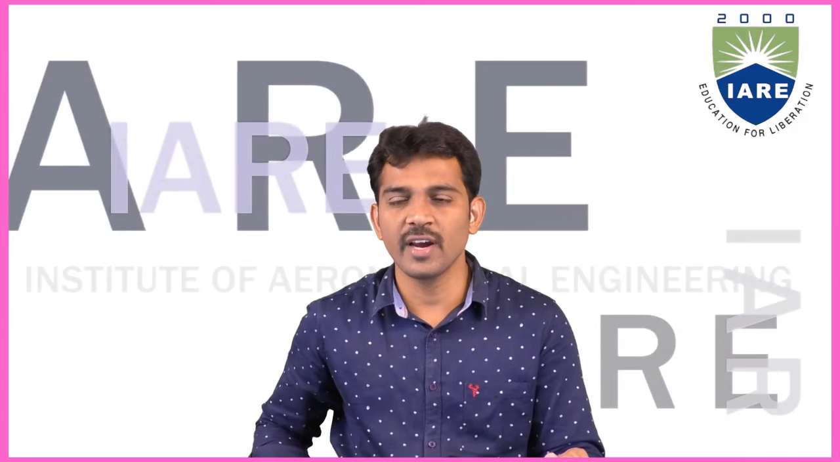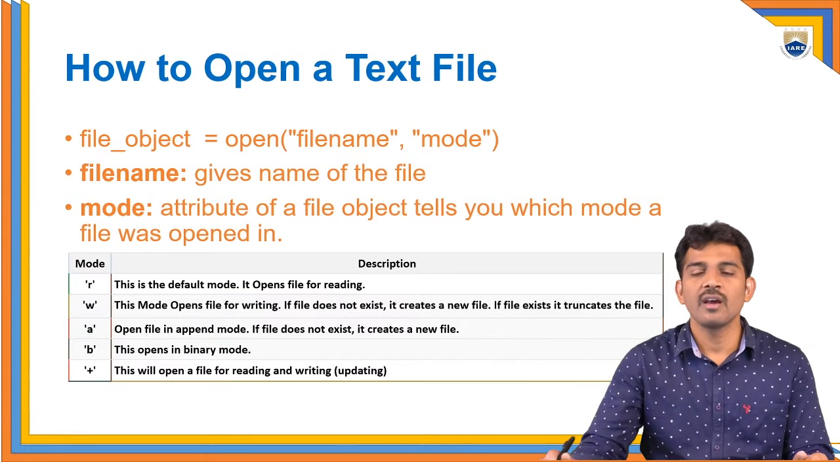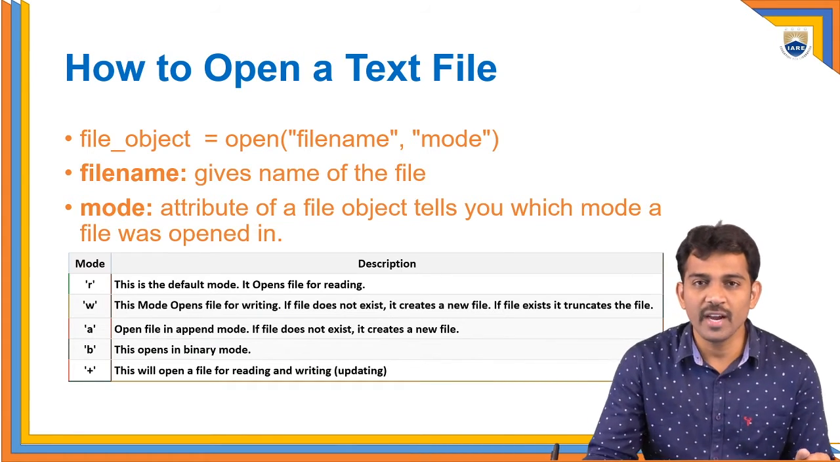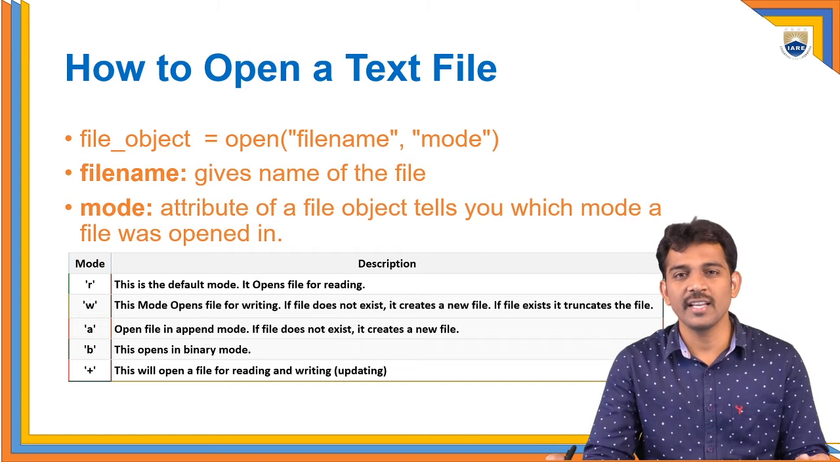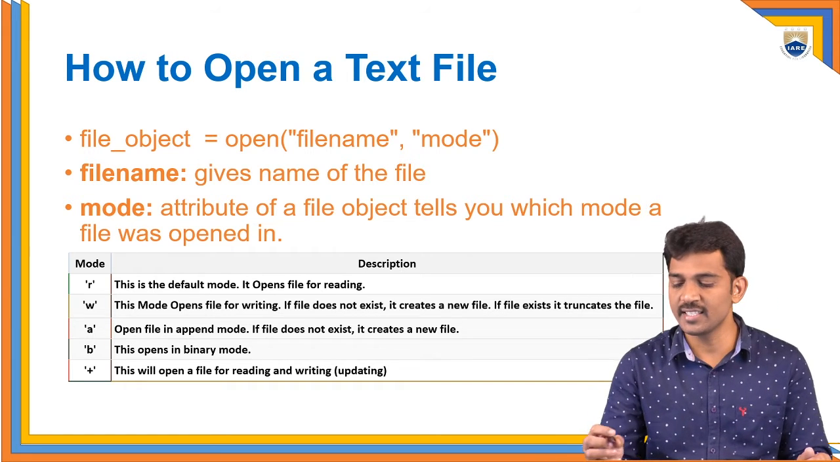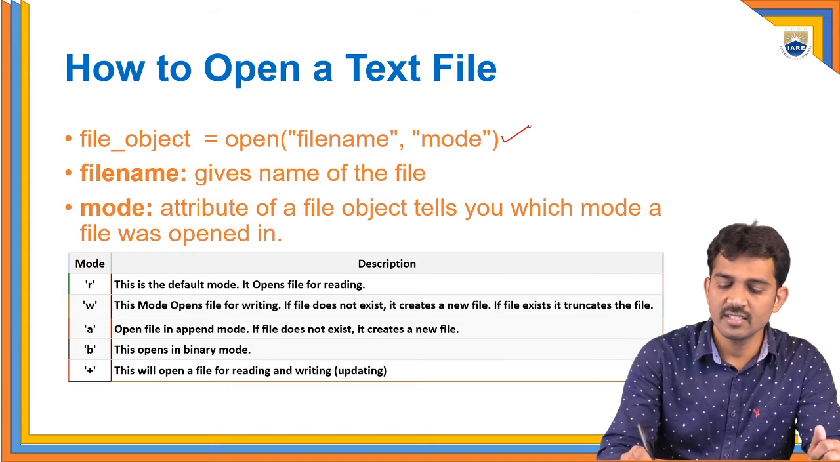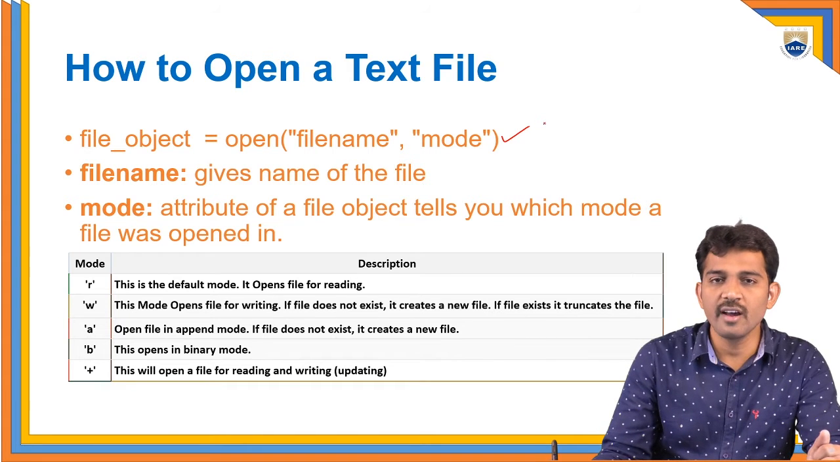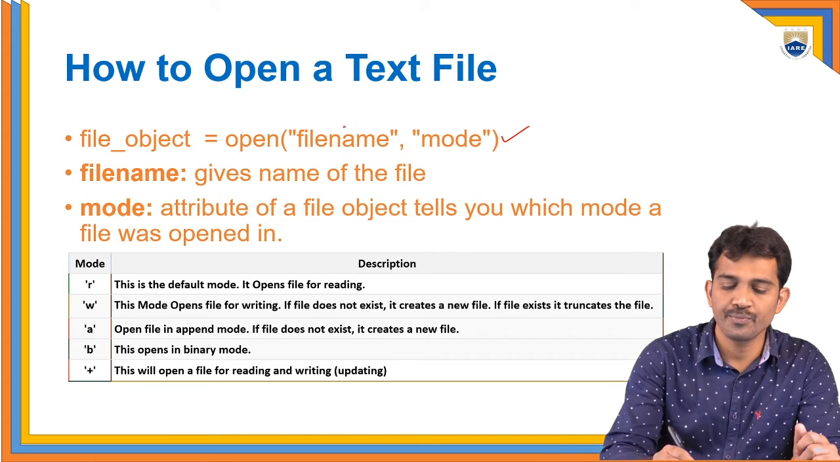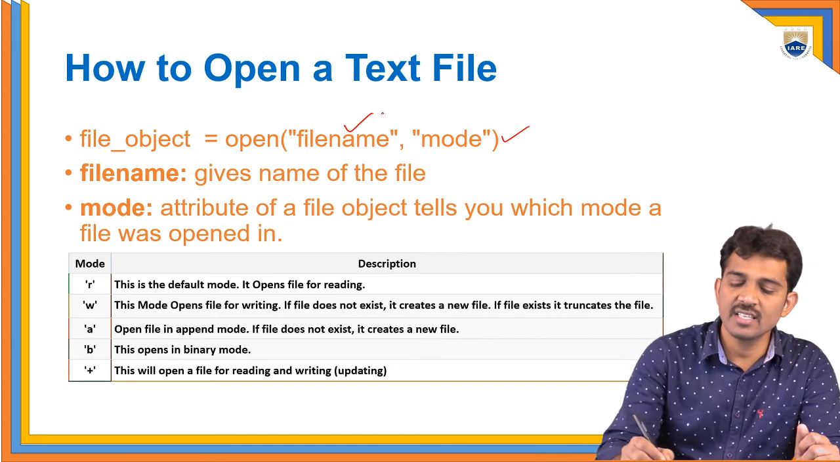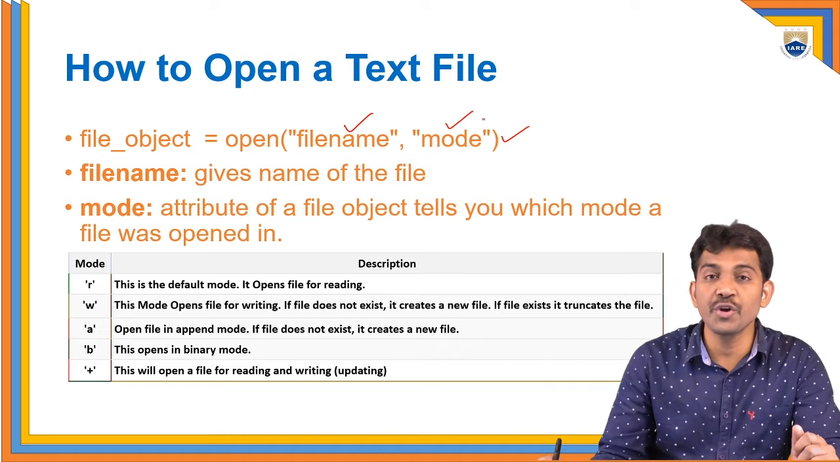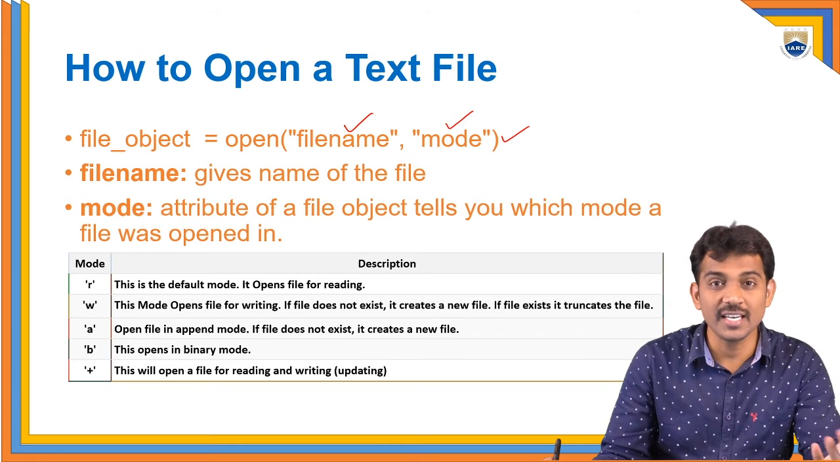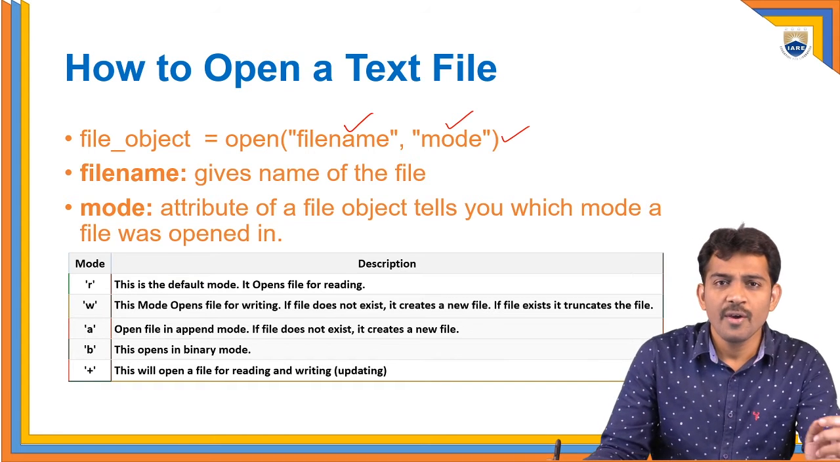Let us see the various file operations. First, before going to files, if you want to open a file in Python, you should have a syntax. This is the syntax. If you observe the syntax, it contains two components. First one is the file name, and second one is the mode. Which mode are you going to open: reading mode, writing mode, or appending mode? Various modes are available. We'll discuss them later, right?